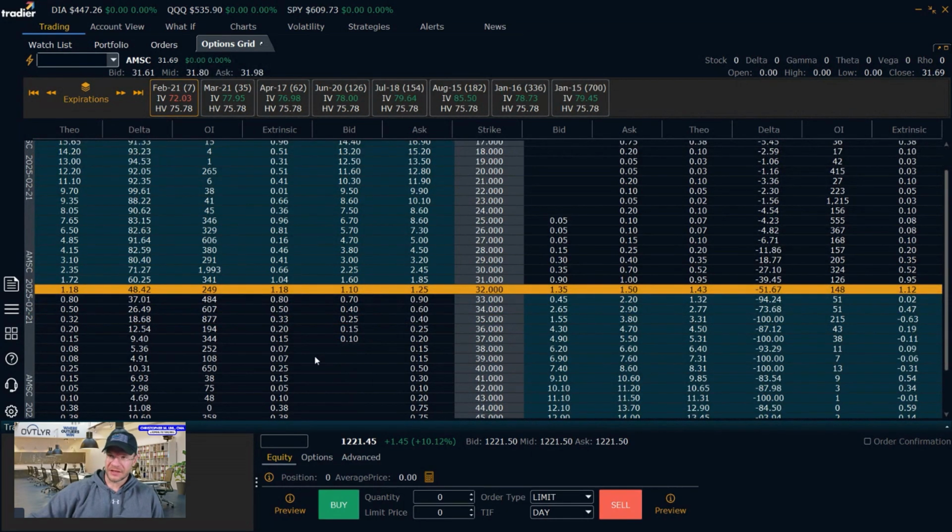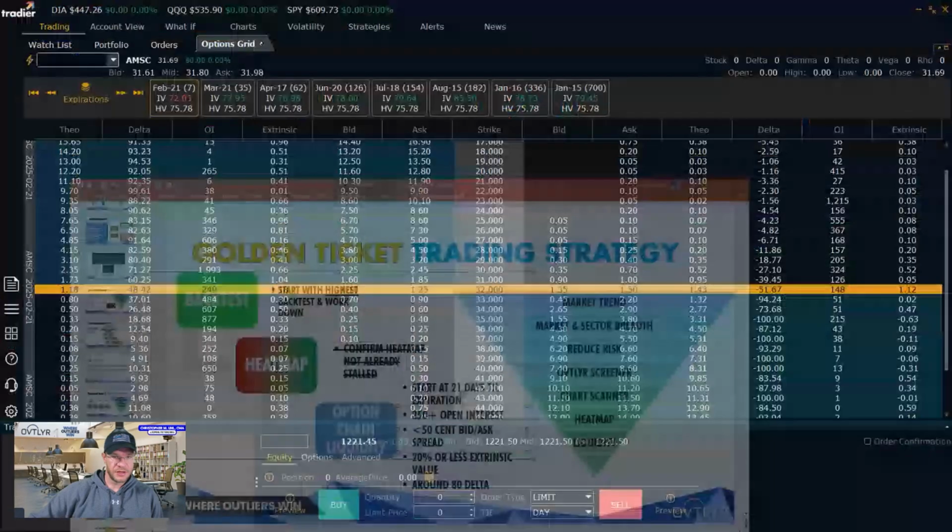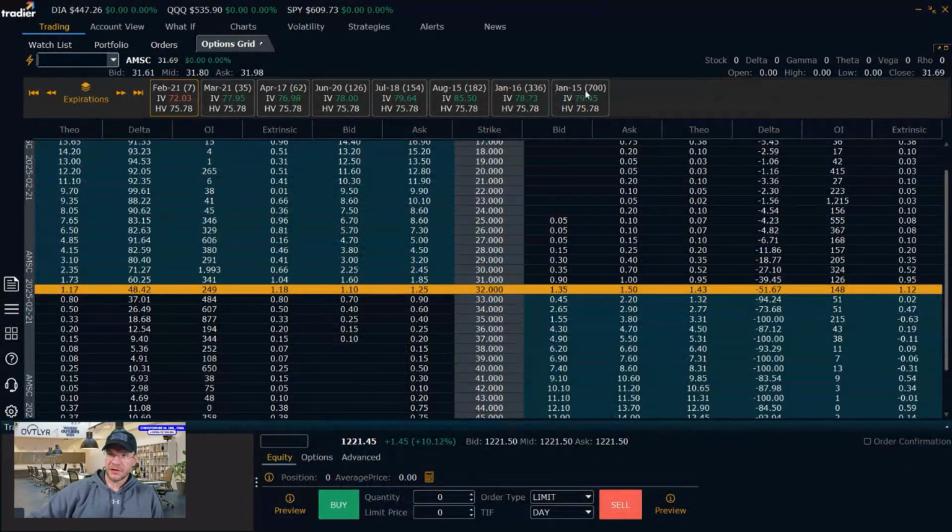Okay, so looking at this, let's start on the PowerPoint and work our way down here. Starting at 21 days to expiration. At the top here, we're going to have different expiration cycles. You can see 7 days out, 35 days out, 62 days out. You can also change this to weeklies if they have weeklies. I personally only look at the monthly options because those are the most liquid. So if I'm choosing between 7 or 35, clearly I'm going to go 35.